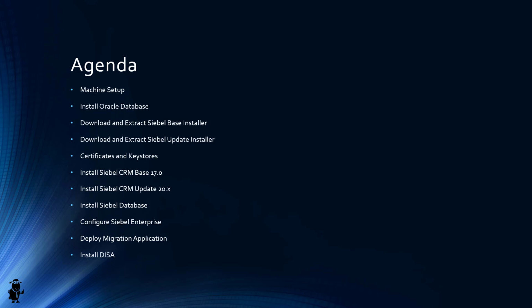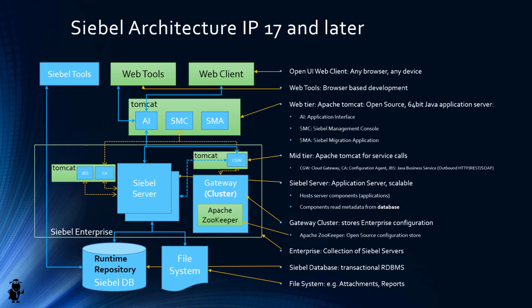The installations will of course be based on the 17.0 base installer, and we will apply a recent update of 20.x. We will see the installation of a fresh Siebel database, the configuration of an initial Siebel enterprise, deployment of the migration application, and the final chapter is an installation of DISA. So let's briefly go through a few highlights of the videos you're going to see, and if you want, of course, you can follow along.